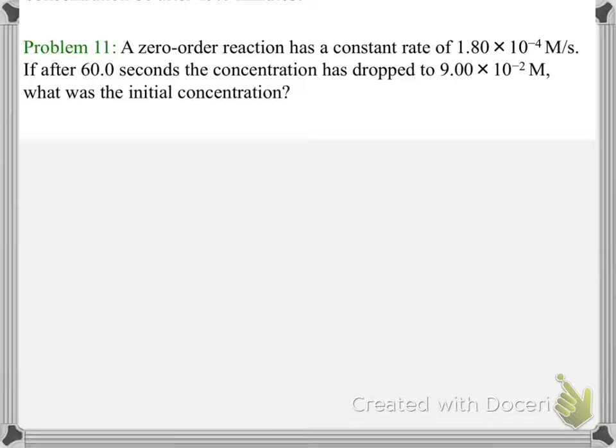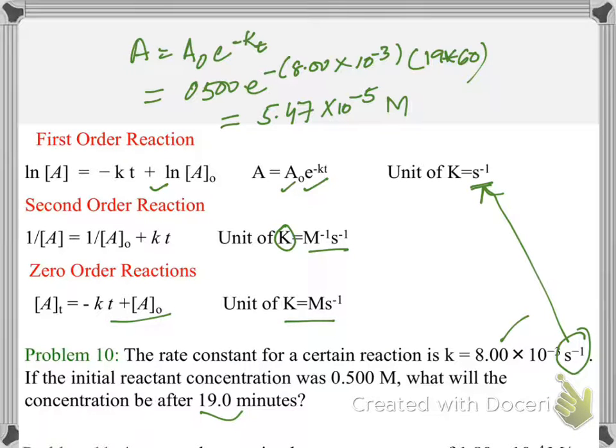The last question for this video. A zero order reaction has a rate constant of 1.80 times 10 to the negative fourth. If after 60 seconds the concentration has dropped to 9.00 times 10 to the negative second, what was the initial concentration? Now again, for this one, the first thing is you need the formula, and for zero order reaction, this is my equation. Concentration of A at any time t equals negative Kt plus A naught.